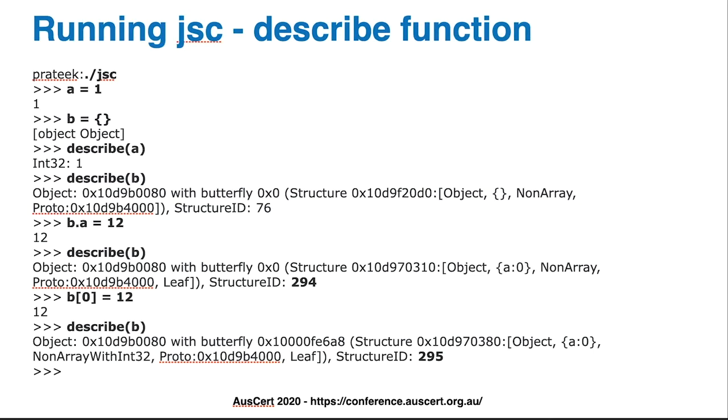In JavaScriptCore for the debug build, you have something called a describe function, which, as you can see here, gives you the address of that particular object. This is a very useful function which we will look at in the coming slides. You can also see that the structure ID is being incremented by 1 over here. However, with some recent mitigations, this has been fixed. We'll also look at what a structure ID is and how this can be exploited.